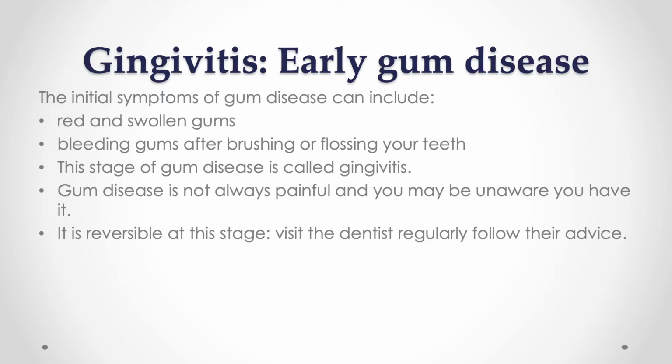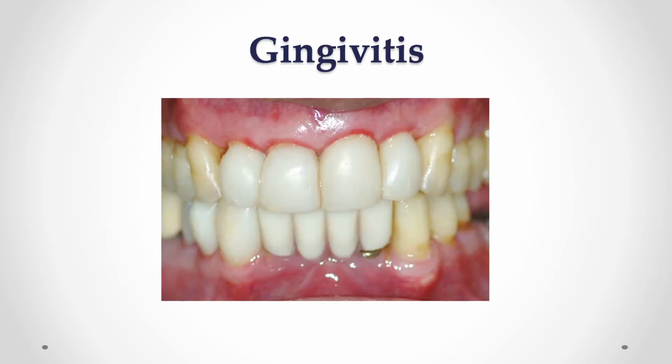However, gum disease, it's called gingivitis, and it's when you get redness or swelling of your gums, bleeding gums when you brush your teeth, for example, or when you floss. At this stage, gum disease is quite reversible, and it's called gingivitis. It's not always painful, and you're not always aware of it. As I said before, it is reversible at this stage, and you must visit the dentist regularly and follow their advice. Now, this is what gingivitis looks like.